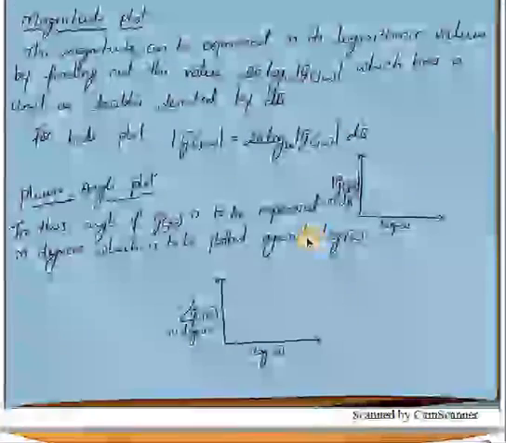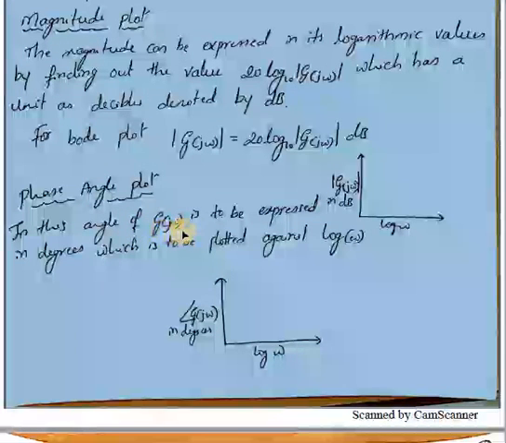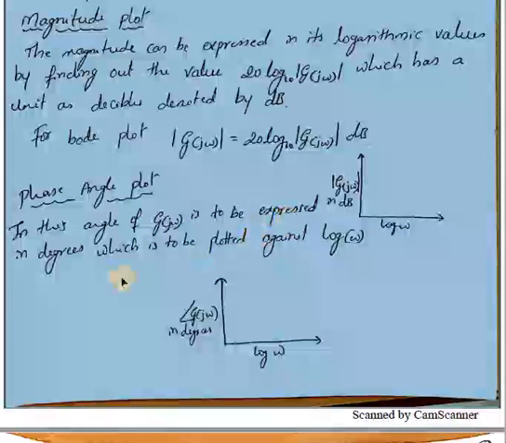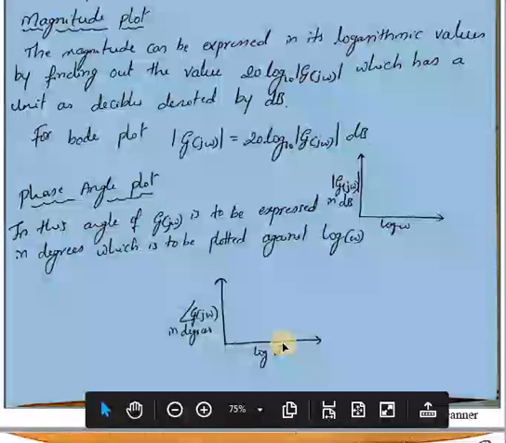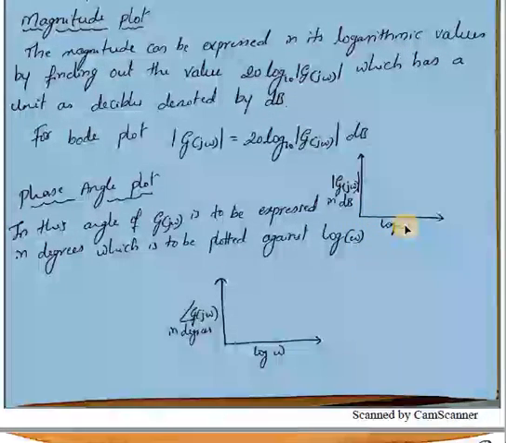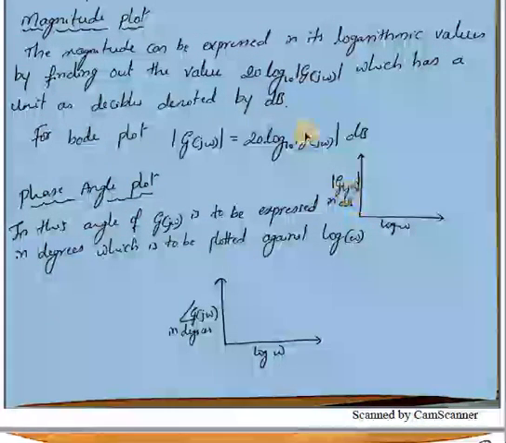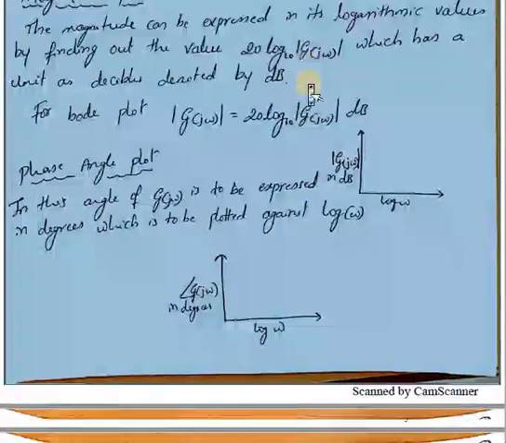Similarly, for the phase angle plot, the angle of G of j omega is to be expressed in degrees, which is to be plotted against the log of omega. That is, along this axis the logarithmic value of the frequency, and here the phase angle in degrees. And along the x-axis it is the logarithmic value of frequency, and along the y-axis it is the magnitude value, which you have determined by using this 20 log to the base 10 of G of s.